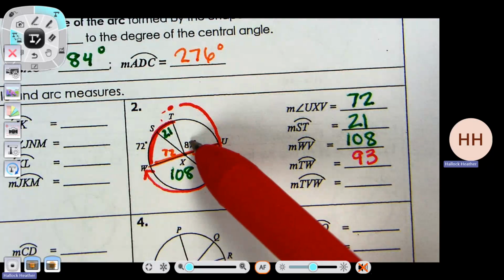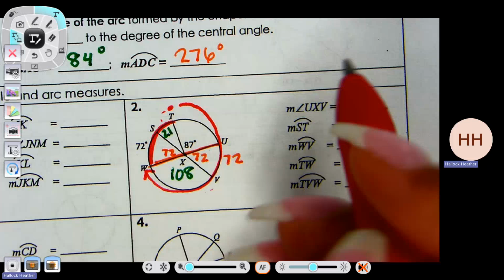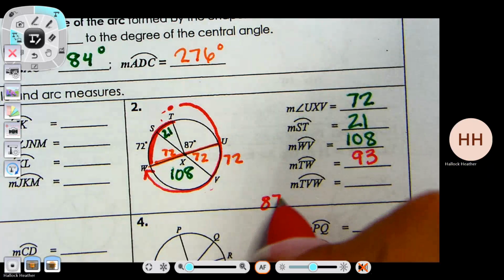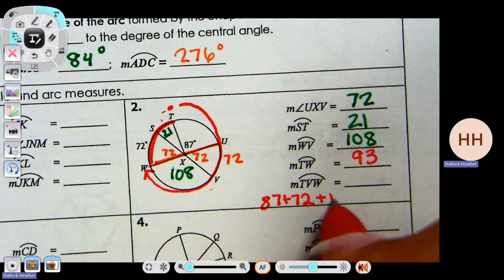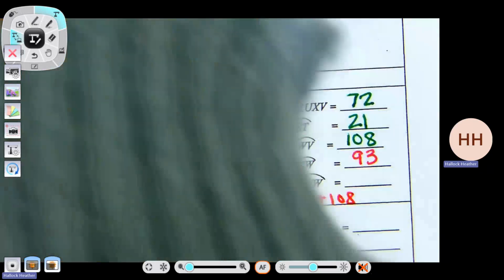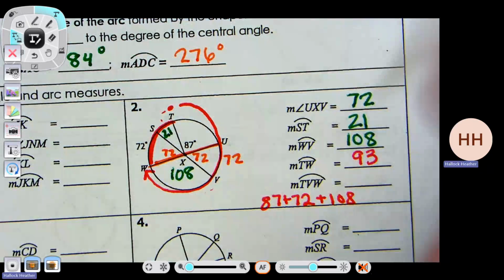So if I add 87, 72, and 108, what do I get? Plus 72 plus 108 is what? 200, no, 267.